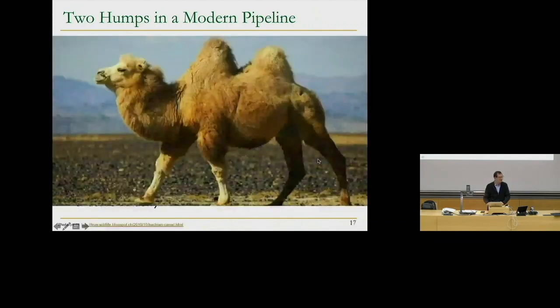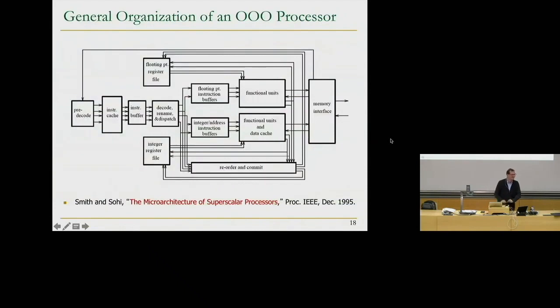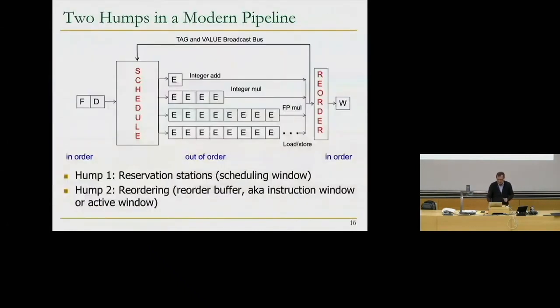Maybe this is a good analogy of a pipeline with two humps, right? It's not an exact analogy, but basically instructions come here, and then they get reordered in the middle, and then they go out. Okay, that's a joke. But essentially, you have these two big things that are reordering the flow. Here it's in order, here it's out of order, here it's in order back again.